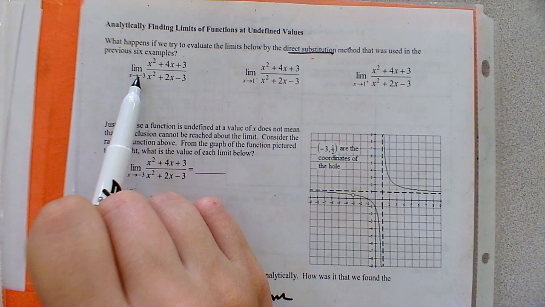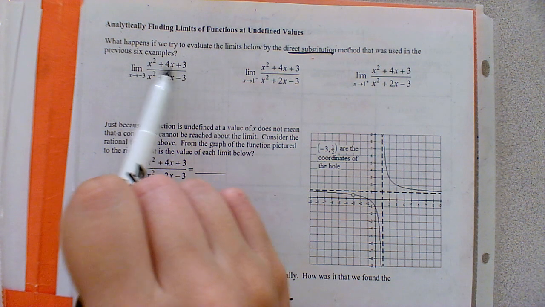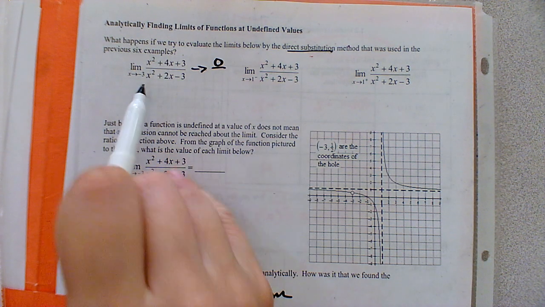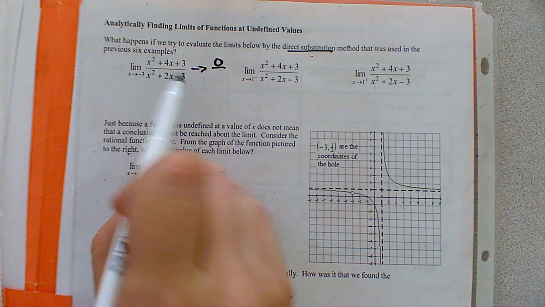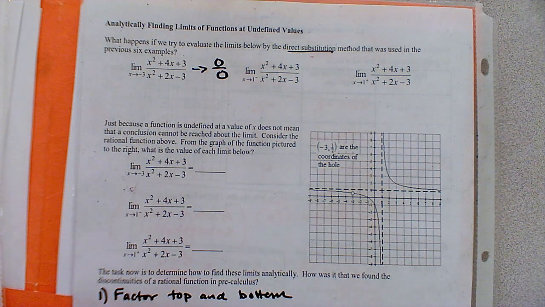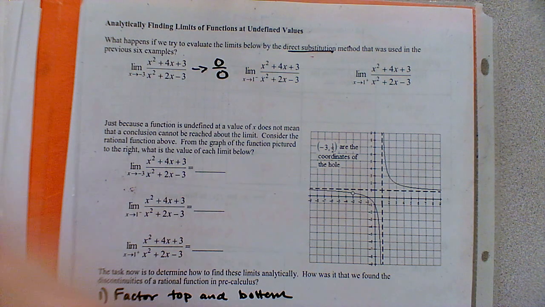If we were to directly substitute in -3, we would have 9 minus 12 plus 3. Notice how that would result in 0. If we try to do that in the denominator, we'd have 9 minus 6 minus 3, and that would also result in 0. So we tried direct substitution. That should always be our first try or our first bet to see what would happen for these limits. But notice how this is not exactly a result like we got on the previous page.